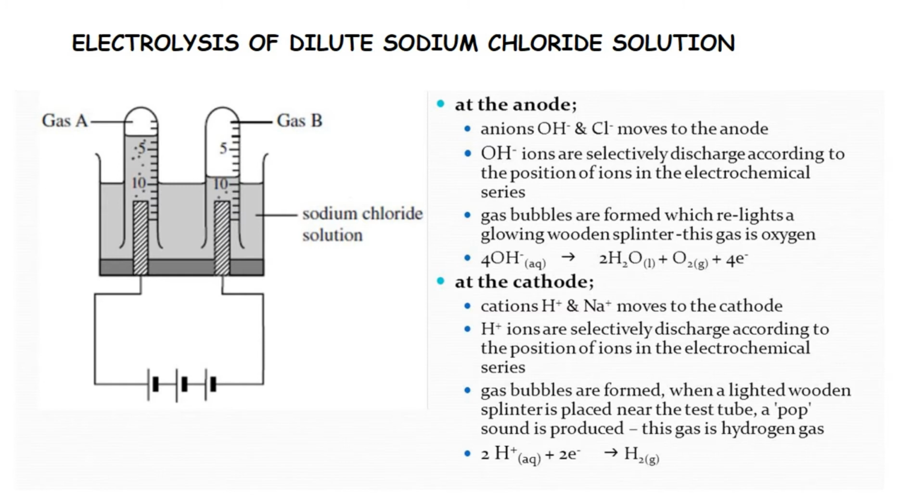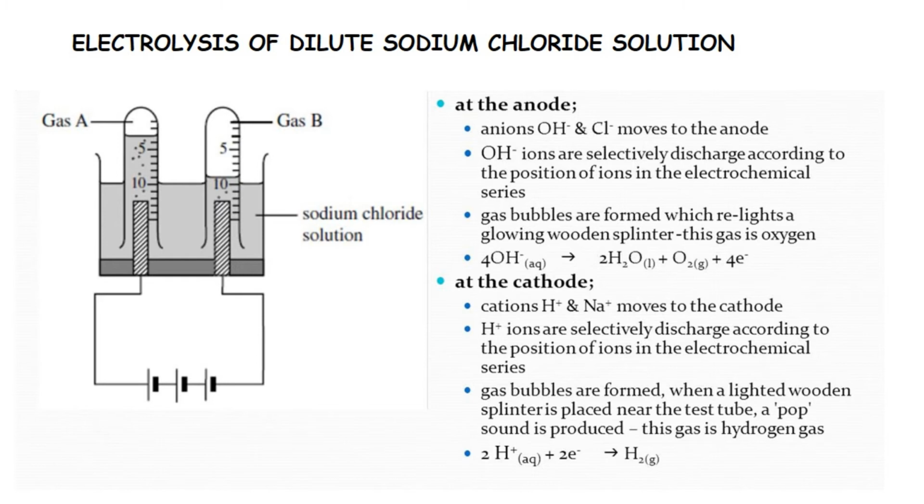We have two cations here, H plus ion and Na plus ion. But as we know from the reactivity series, H plus ion is coming below sodium in the reactivity series. So H plus ion is selectively discharged to form hydrogen gas through the process of reduction. Since hydrogen gas has been produced, you can see the gas bubbles.